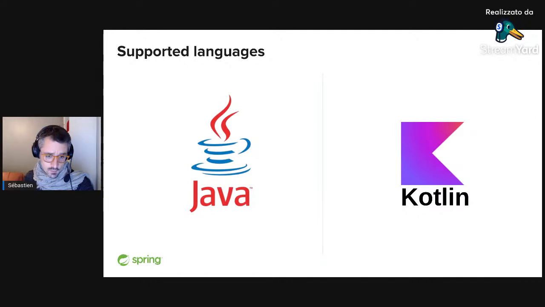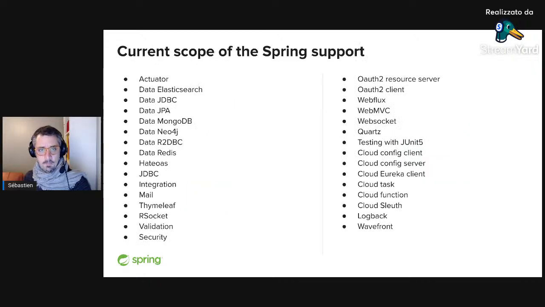We support two languages, Java of course, and also Kotlin. Groovy is not a good fit with native, so it's not supported, but we really provide first class support for these two. And the current scope of the initial support that we provide is that one. I don't claim that every use case is supported, but basically we are testing those starters with our samples. We monitor them. As soon as we make some changes, we rebuild our samples to make sure that it works. So you get an idea about the scope, and the scope of the support will obviously increase. But that's for now what we support.